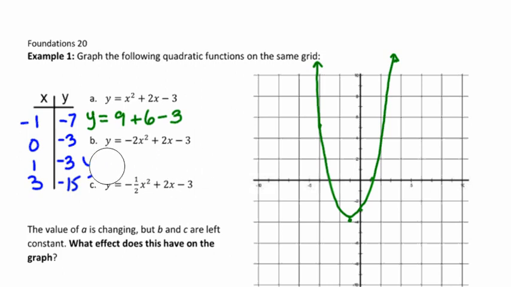So again, we'll plot those points onto our graph: negative 1 and negative 7, 0 and negative 3, 1 and negative 3, and 3 and negative 15, which will go past where we can see, so we'll just say the lowest point there. It's going to be narrow and opening down.